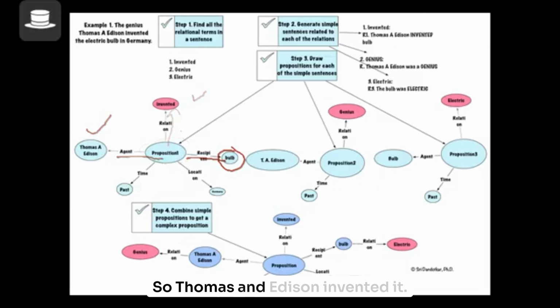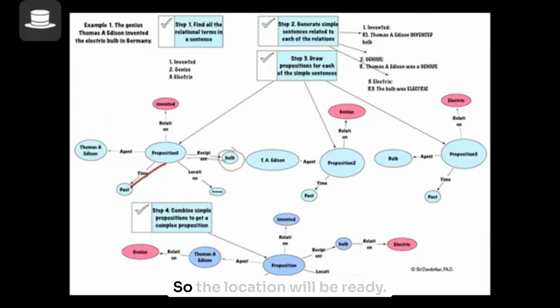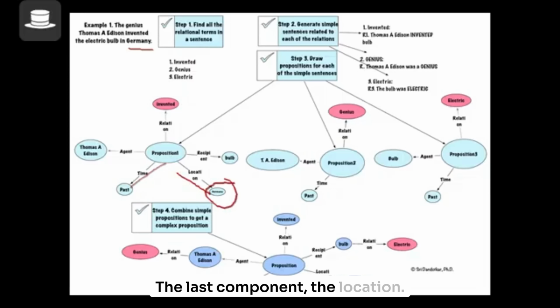So Thomas Alva Edison invented it. Invented is in the past tense, so the time would be past tense. And also it has in Germany, so the location will be where did he invent it? Well, that is related to the fourth component, the last component, the location. So this is a proposition for the single main sentence, which is Thomas Alva Edison invented bulb in Germany.